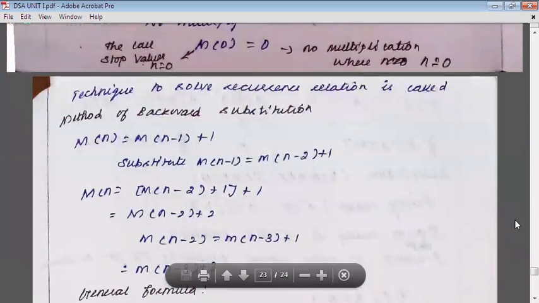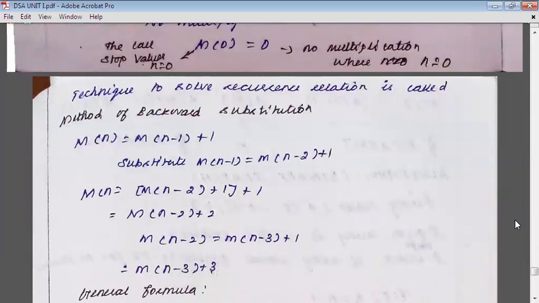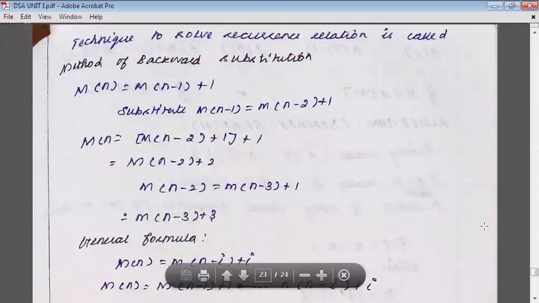So here M(n) = M(n-1) + 1. Substitute M(n-1), which is actually M(n-2) + 1. So you substitute for the value of M(n-2), getting M(n-2) + 2. Again you substitute, M(n-3) + 3, and so on, M(n-5) + 5.